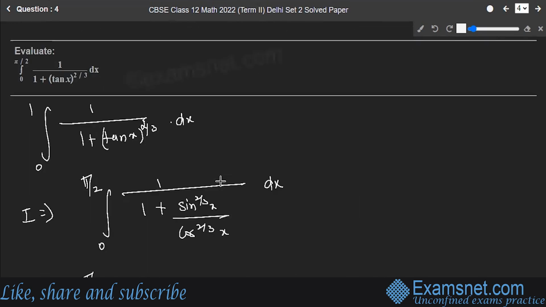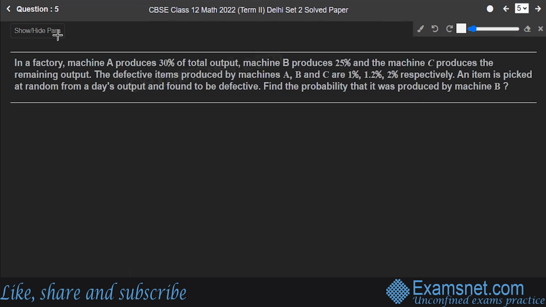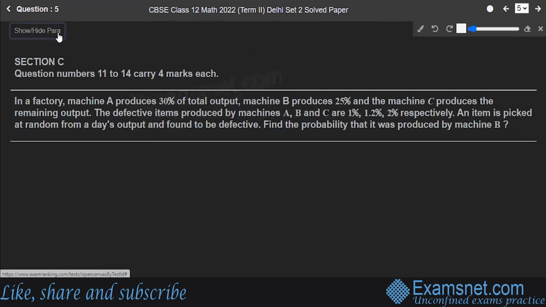So the value of this given question is equal to pi by 4. This is the answer to the question. Hope you have understood that. Let's move to the last question of this particular paper set 2.